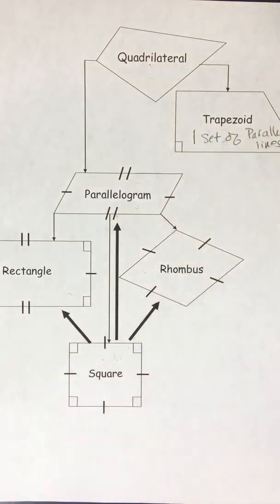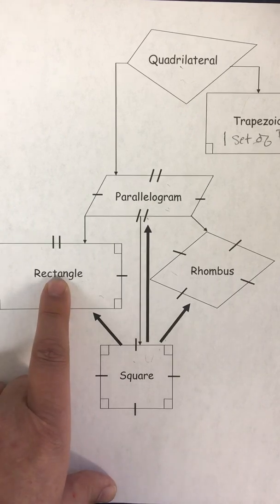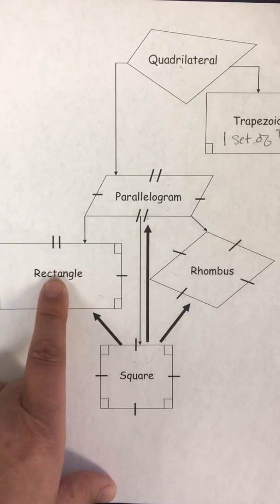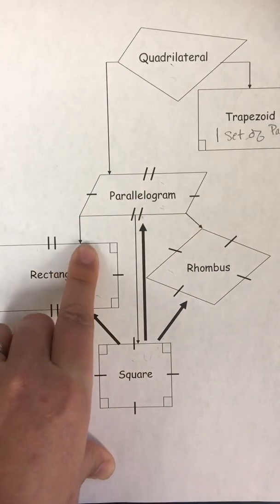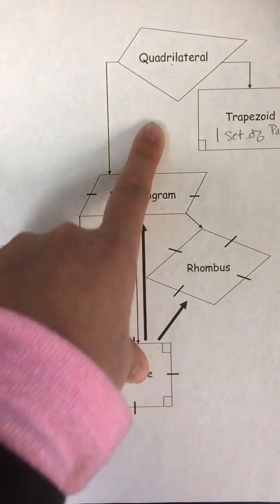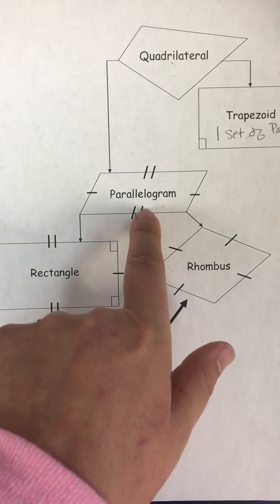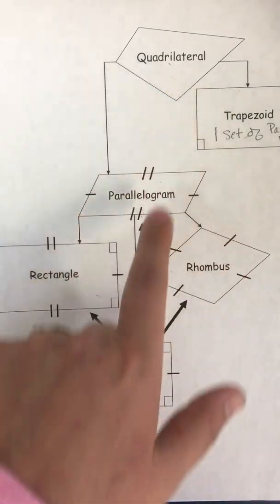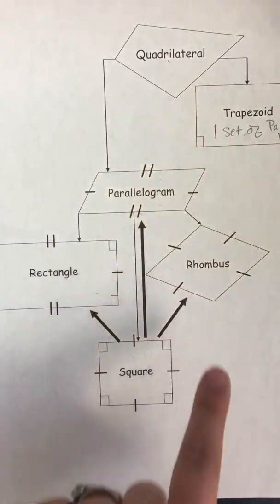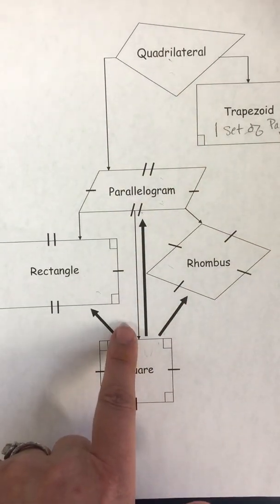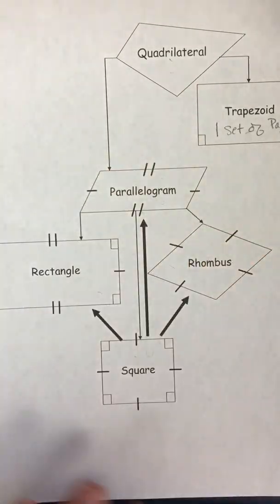What I tell my students is find the shape that you're talking about. If I'm talking about a rectangle, all the names for a rectangle are the rectangle itself and go up the flow chart. A rectangle is a parallelogram and a quadrilateral. Okay? A parallelogram is just a quadrilateral. A rhombus is a parallelogram and a quadrilateral. Okay? But a square is a rectangle, a rhombus, a parallelogram, and a quadrilateral.